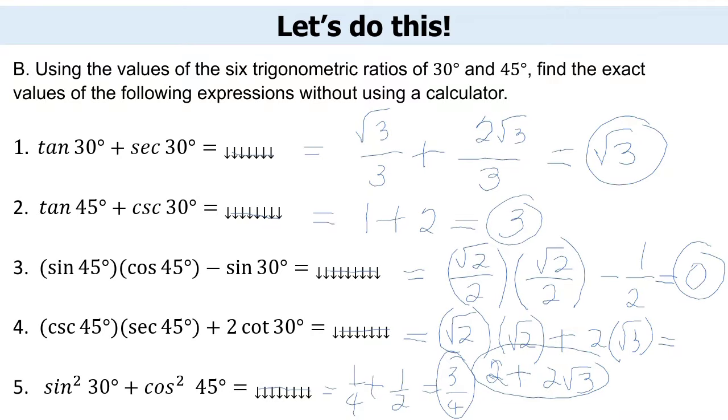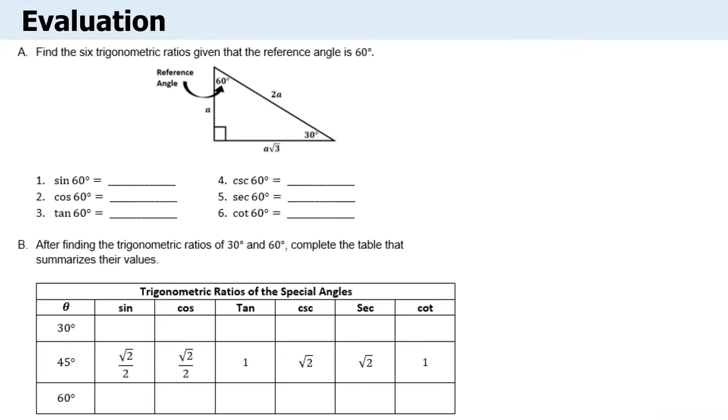So for your evaluation, class, this is your evaluation. Please answer it by yourself. I hope the hand trick will help you in doing this or answering this evaluation.